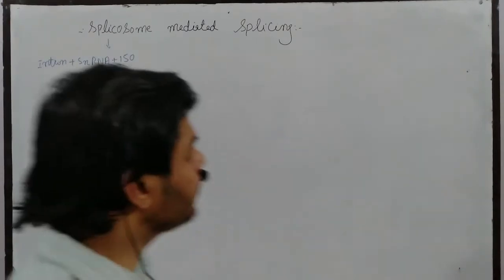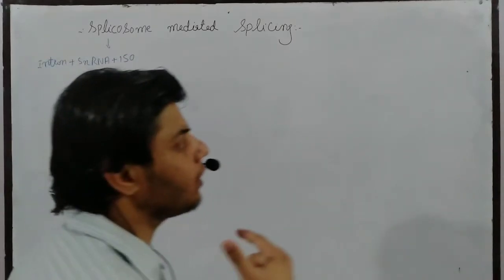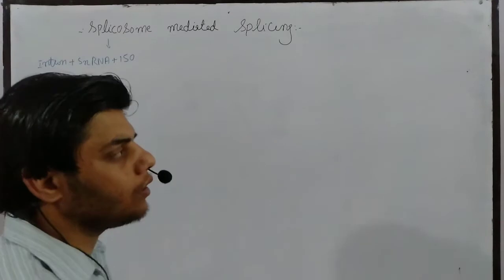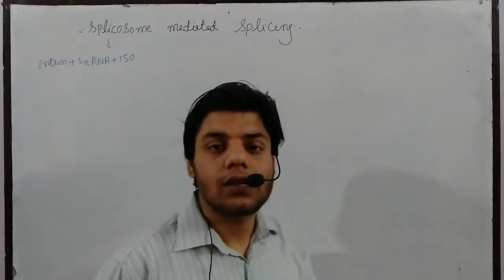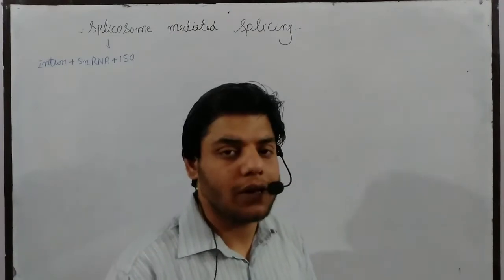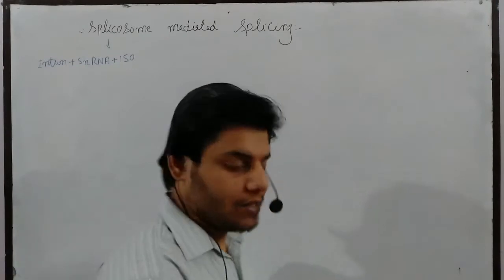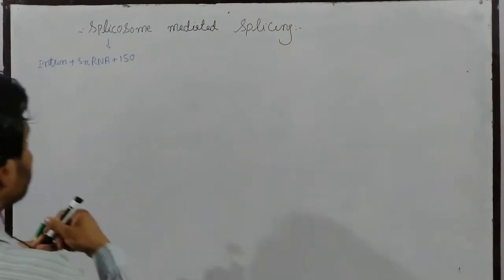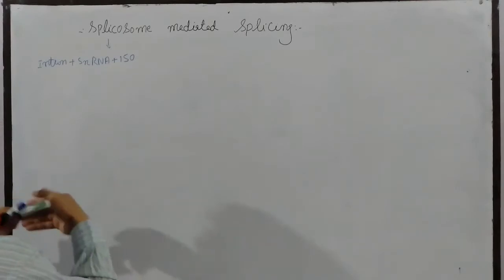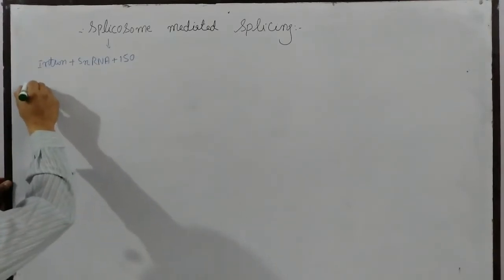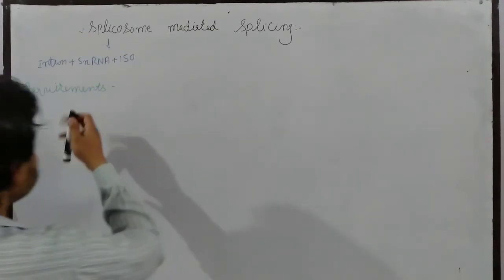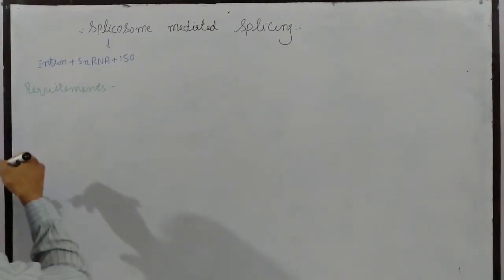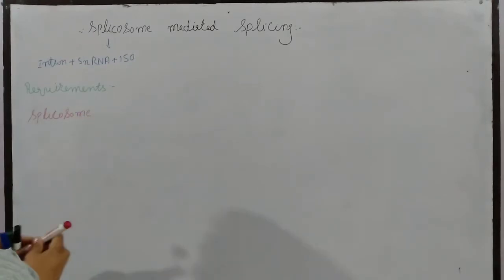Now before that, we need to understand some important terms, and we also want to talk about the requirements, that is, what we actually require in spliceosome mediated splicing, and after that we will talk about the mechanism. So let me write. Requirements. In this case, we require the spliceosome complex. Okay, among the spliceosome complex, what do we actually have?